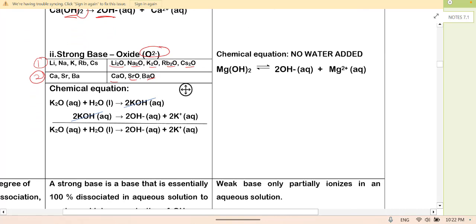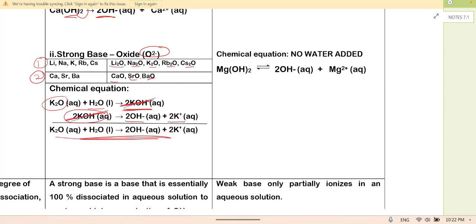For oxide, if you want to write the dissociation equation, first, the oxide will react with water to produce hydroxide. Here we have 2 moles of KOH, so you need to start with 2 moles of KOH as well. So 2 moles of KOH dissociate to become like this. We cancel this one and then combine these two equations. So this is the dissociation equation for oxide.